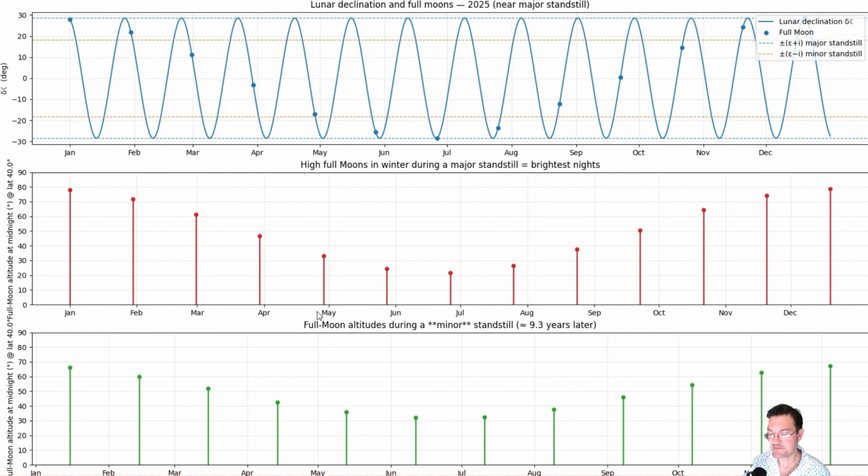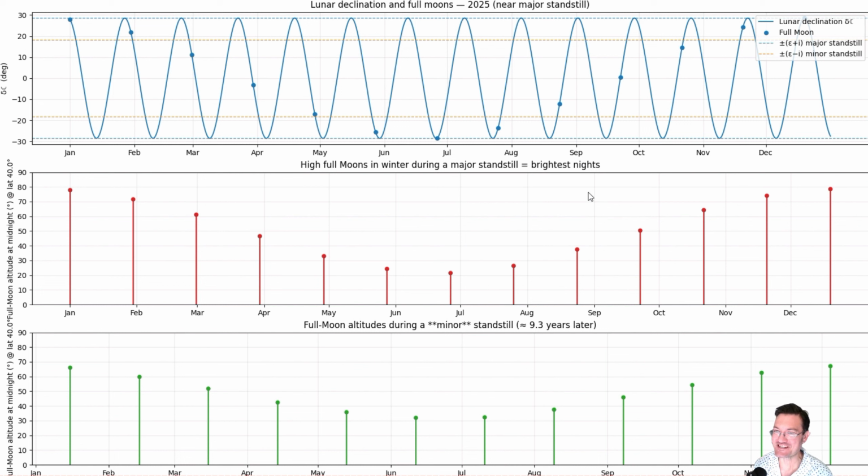And I think the vast majority of my viewers currently are astrophotographers, and I said this year we're in a major standstill. So that means the lunar orbit as compared to the Earth is angled as high up as possible. That means our axial tilt is pretty much lined up directly with the tilt of the moon. So that means, for you astrophotographers out there, in the winter months, the full moon in the northern hemisphere is going to be the highest and brightest it's going to be over the next 20 years.